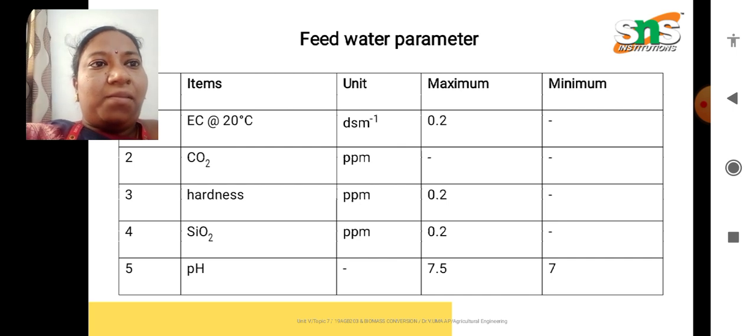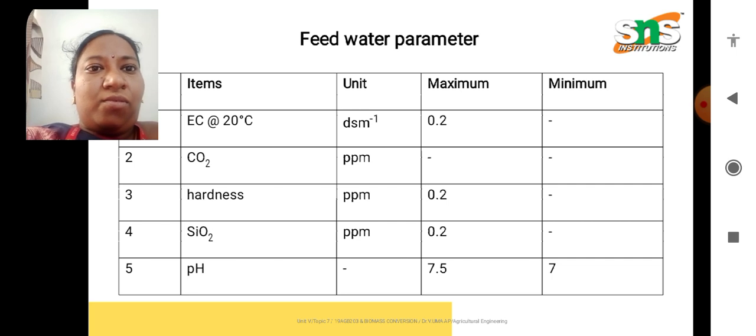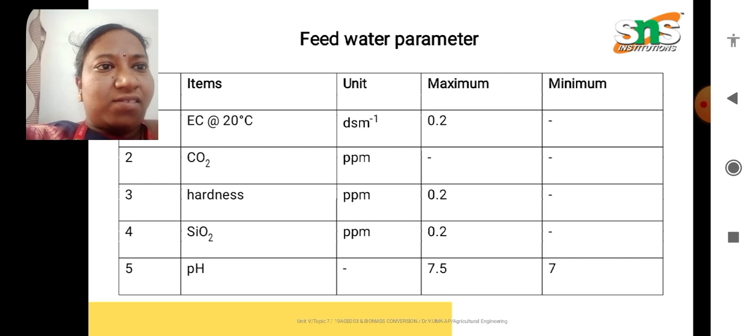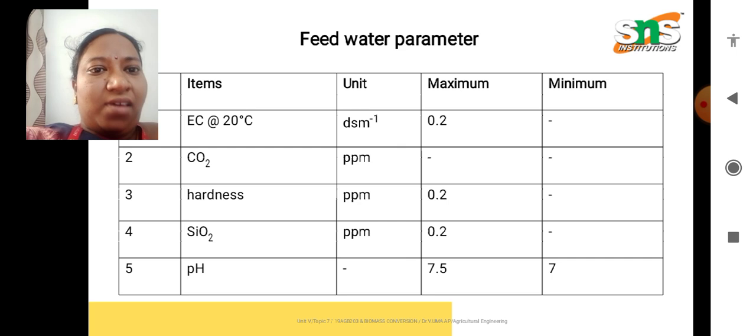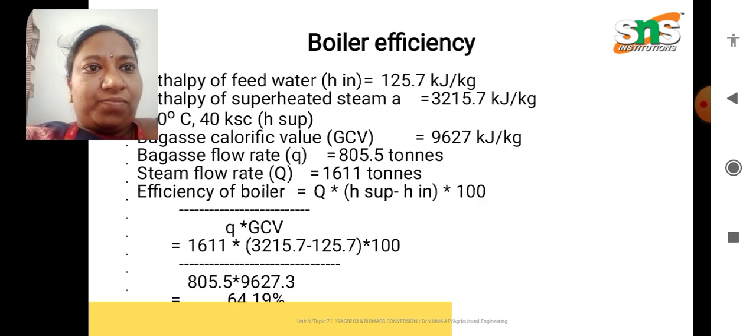So feed water parameters. Electrical conductivity at a temperature of 20 degrees Celsius is 0.2. Carbon dioxide is nil. Hardness is 0.2 at maximum, silicon oxide is 0.2, and pH is neutral.